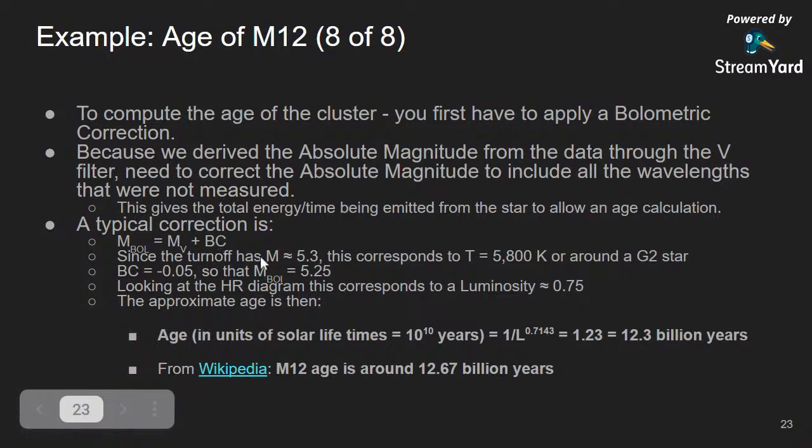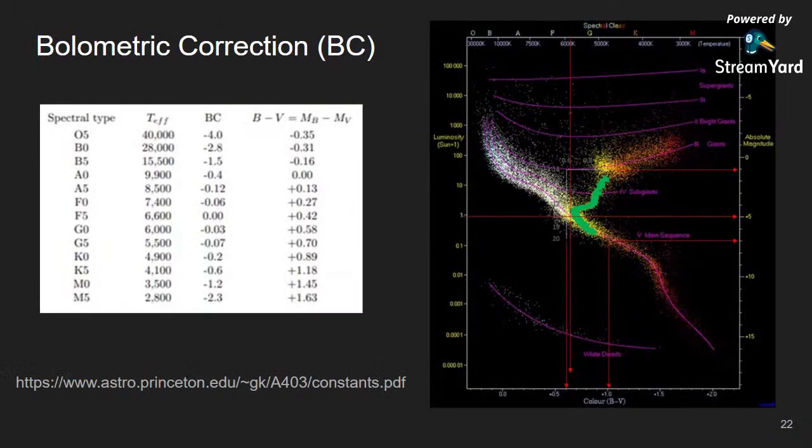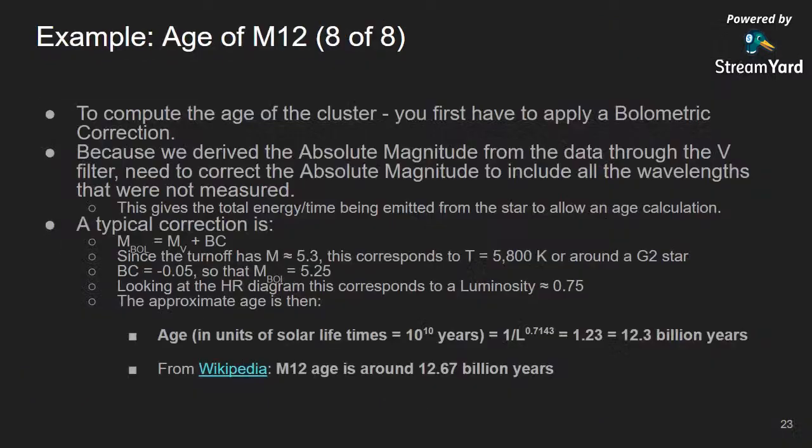From that last HR diagram, my absolute magnitude was around 5.3 at the turnoff point. Looking up vertically onto the temperature, that corresponds to about 5,800 degrees Kelvin, and that equates to about a G2 star. So I looked up the bolometric correction, and it applied a minus 0.05 magnitude, making it a little bit brighter. So the magnitude, accounting for all frequencies, is about 5.25 in absolute magnitude. At the turning point, on the far right side where the absolute magnitude is about 5.25, I can move all the way over to read what the luminosity corresponds to. At 5.25, it's around 0.75 in solar units.